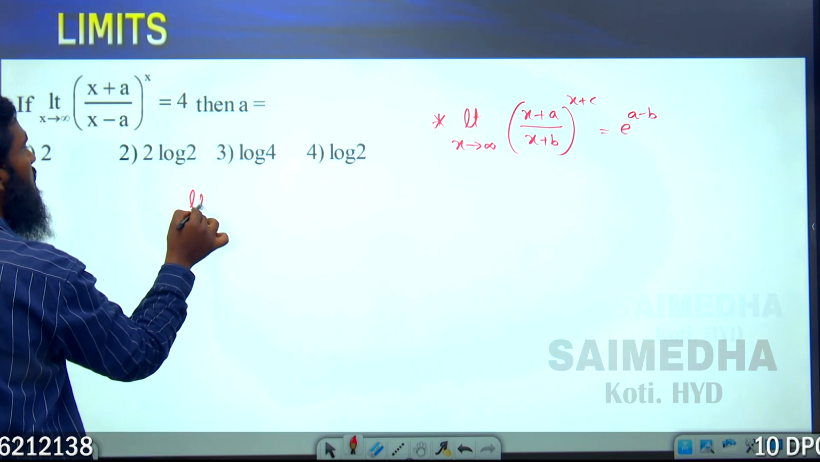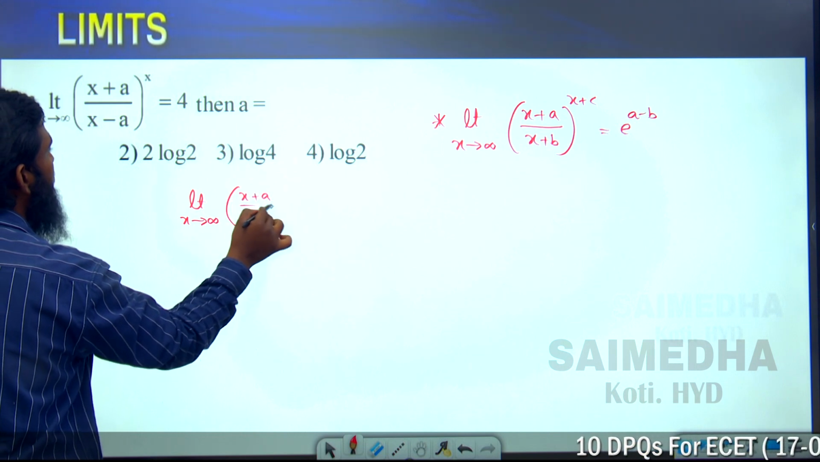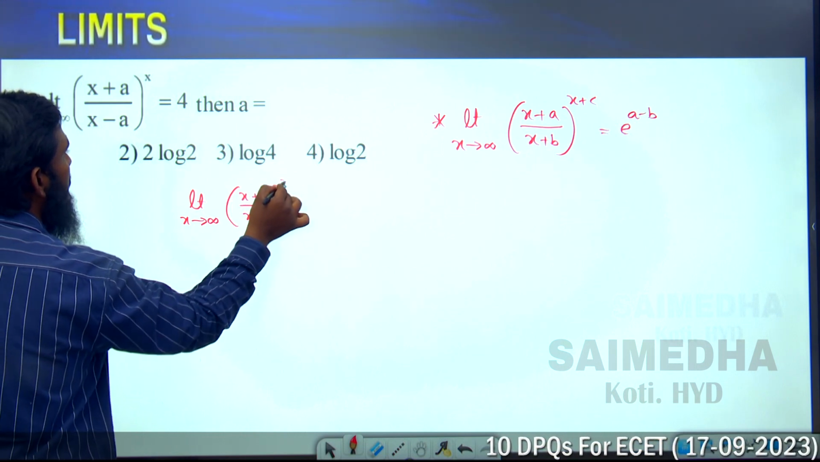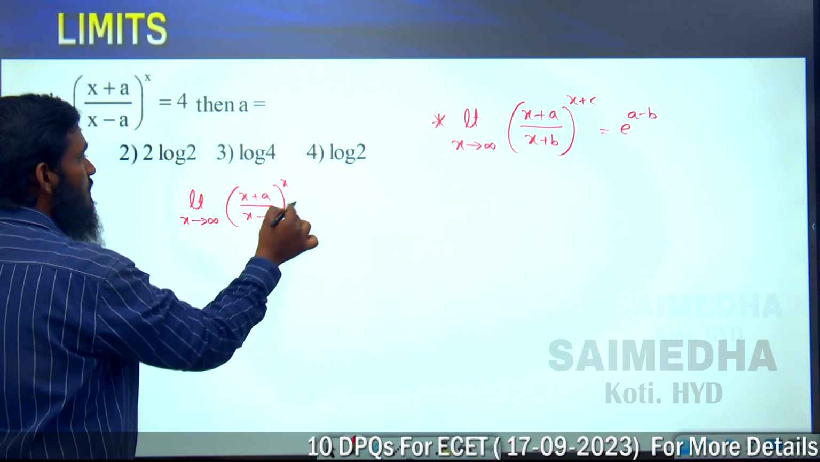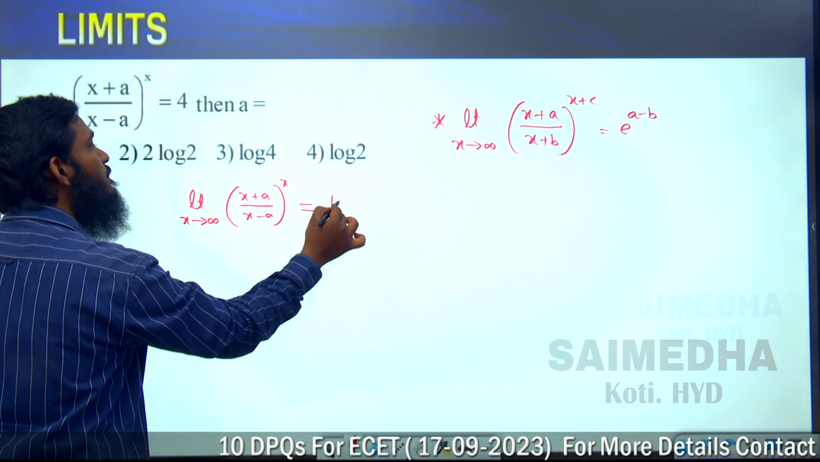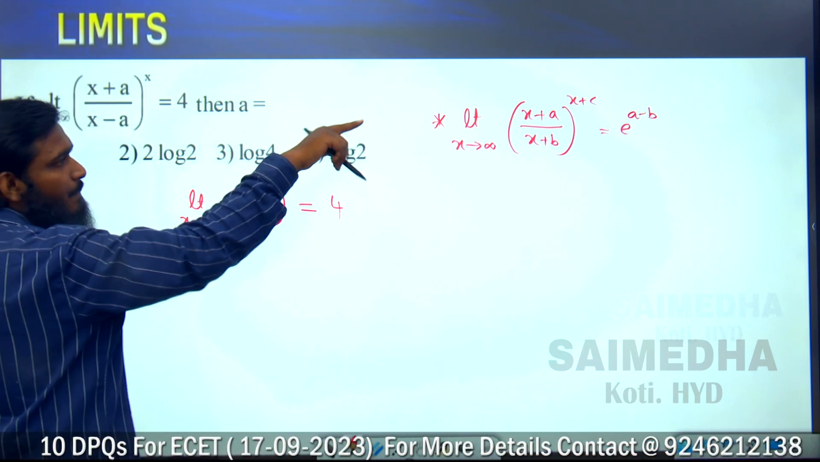So let us write our question. Limit x tends to infinity, x plus a divided by x minus a whole power x. This question is given. It is equal to 4. Now we have to find out the a value. So we have written the formula, e power a minus b.